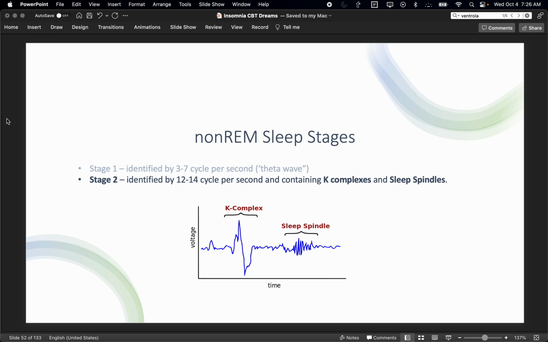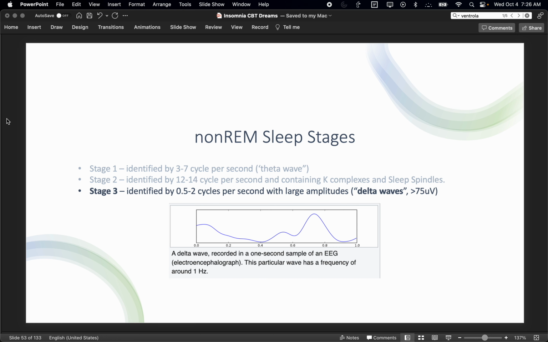It's got 2 definable patterns that occur during stage 2. They named one a K complex, and another sleep spindles. Stage 3 is very slow, significantly slower than everything else. Hence, it was called slow wave sleep. You can refer to them as delta waves, with large amplitude, 75 microvolts.